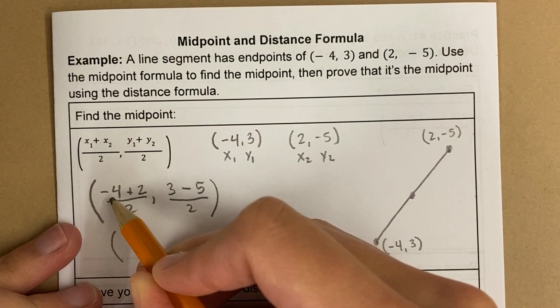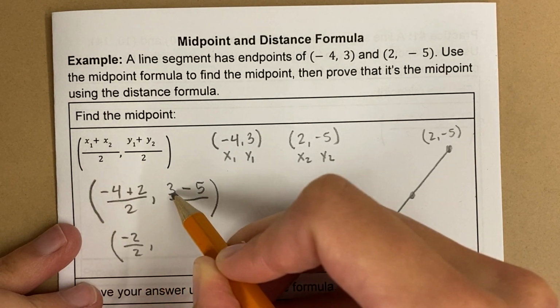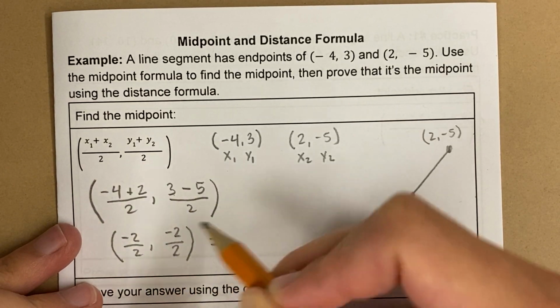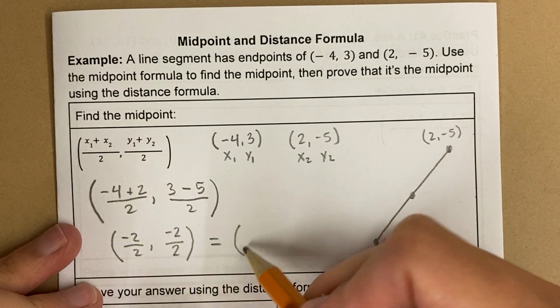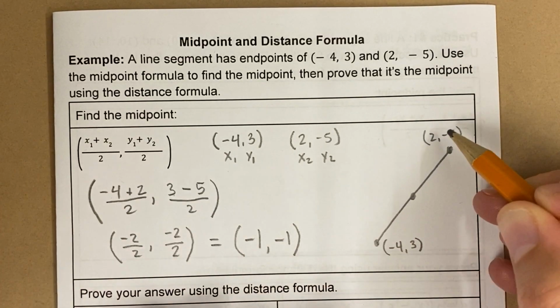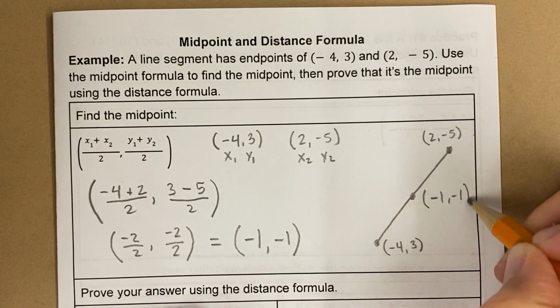Okay, so what does this become? -4 plus 2 is -2. 3 minus 5 is also -2. And I'm going to again do the math. -2 divided by 2 is -1. -2 divided by 2 is -1. So the midpoint of this segment is -1, -1.